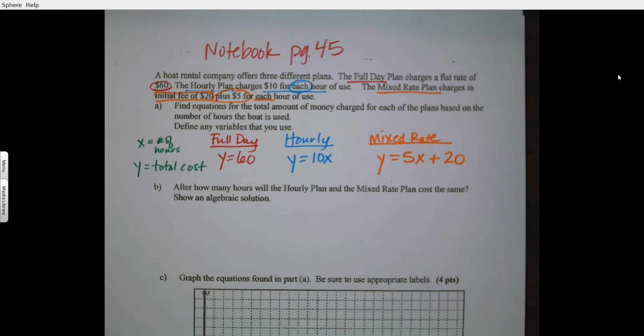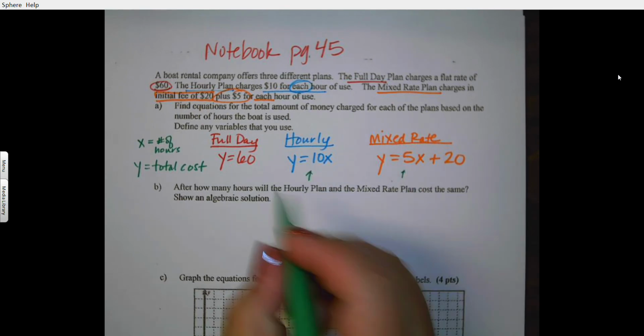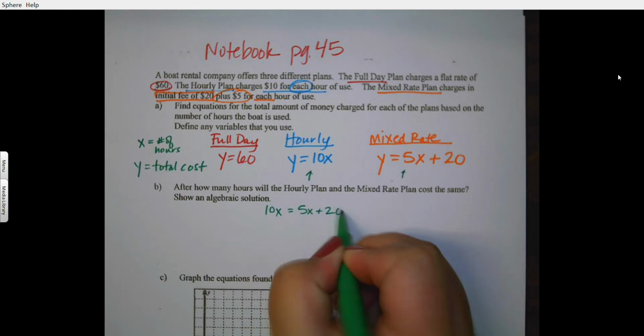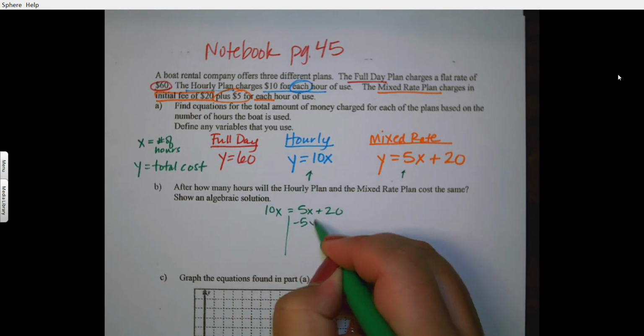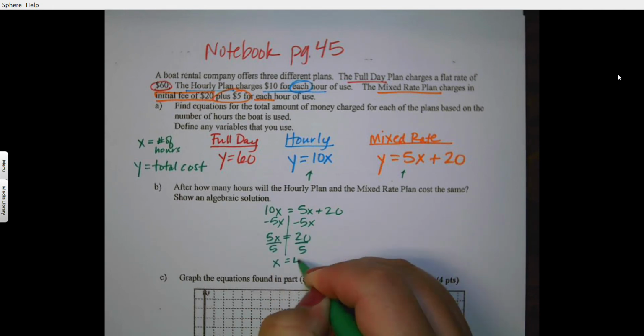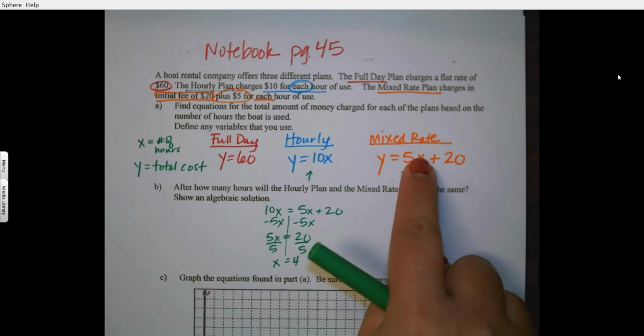For B, after how many hours will the hourly plan and the mixed rate plan cost the same? How long will the hourly and the mixed rate be the same? So set them equal to each other. Solve for X. So at 4 hours, the hourly and the mixed rate will be exactly the same.